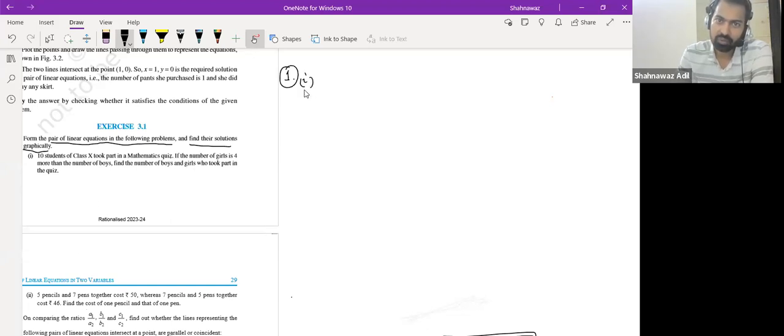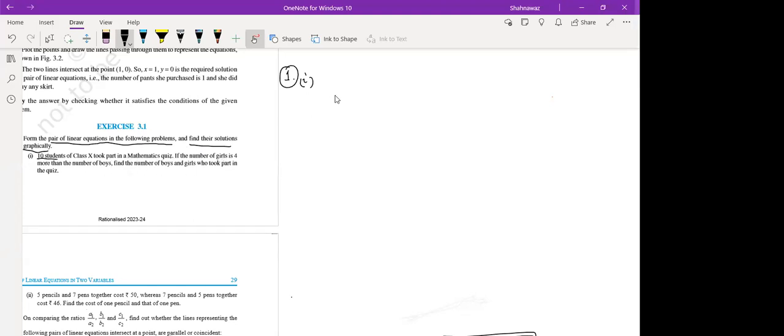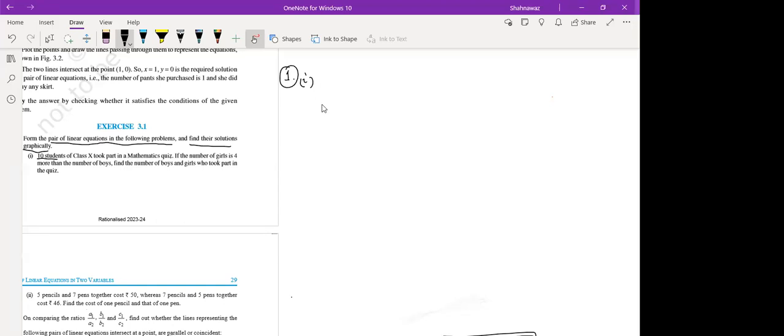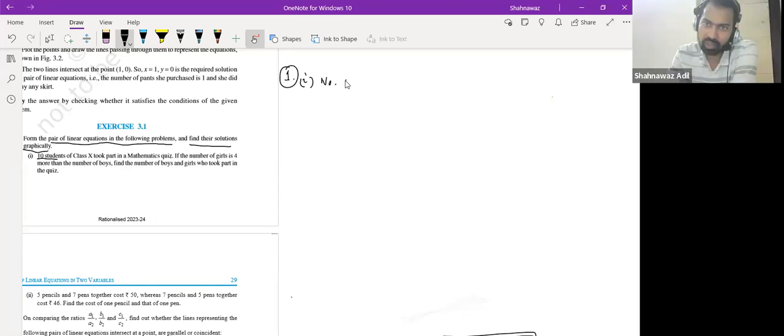10 students of class 10 took part in a mathematics quiz. So we have 10 students, and in those students we have some girls and some boys. So the first question is, what are the two unknowns that we have? Number of girls and boys. So number of girls, let's say this is X, and number of boys, let's say this is Y.